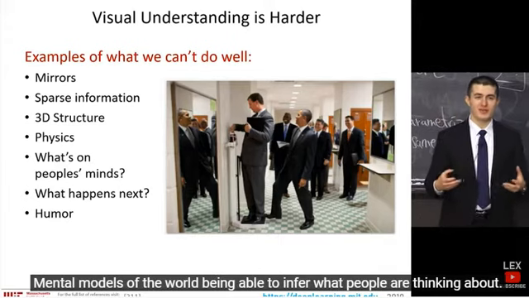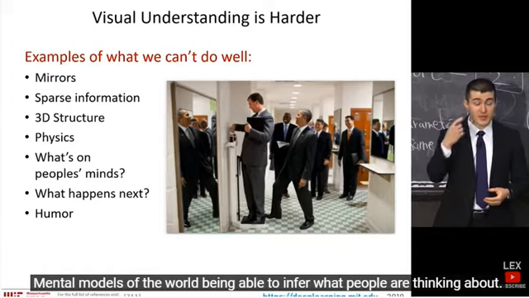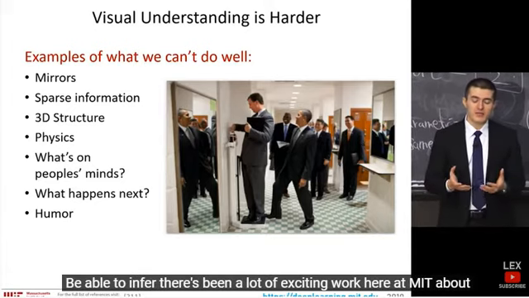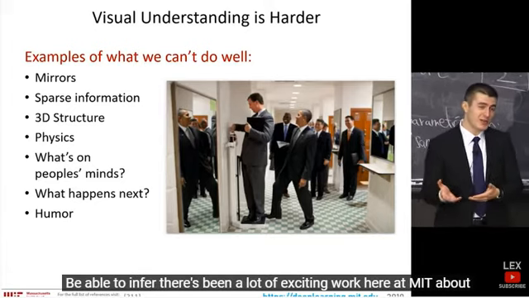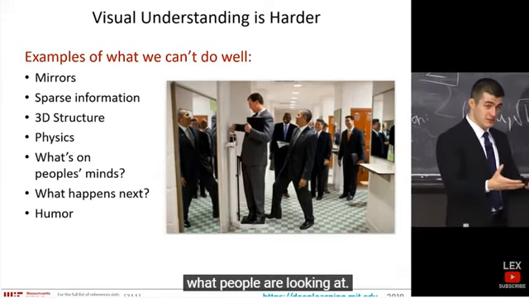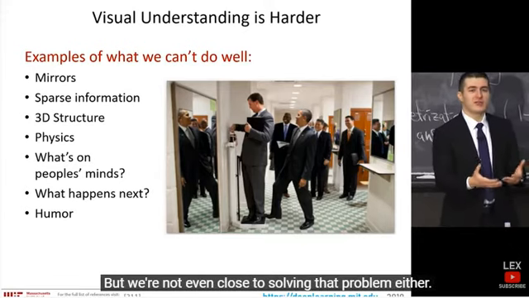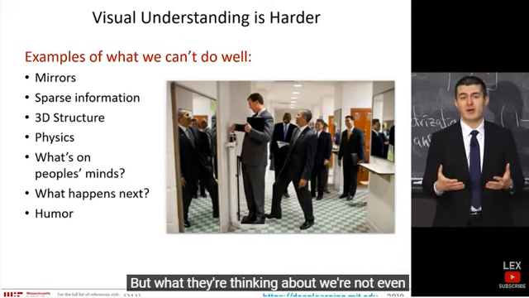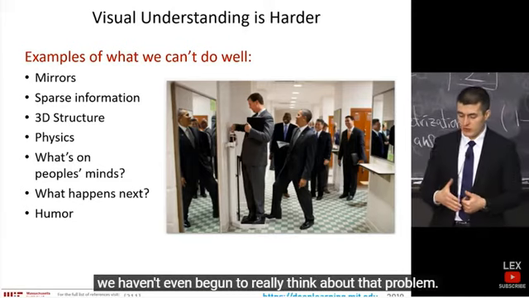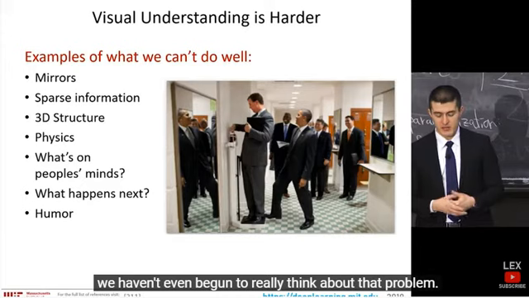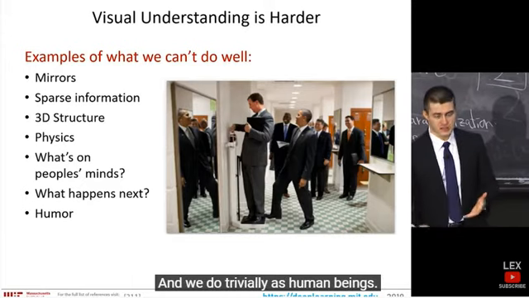Mental models of the world. Being able to infer what people are thinking about. Being able to infer, there's been a lot of exciting work here at MIT about what people are looking at. But we're not even close to solving that problem either. But what they're thinking about, we haven't even begun to really think about that problem, and we do it trivially as human beings.